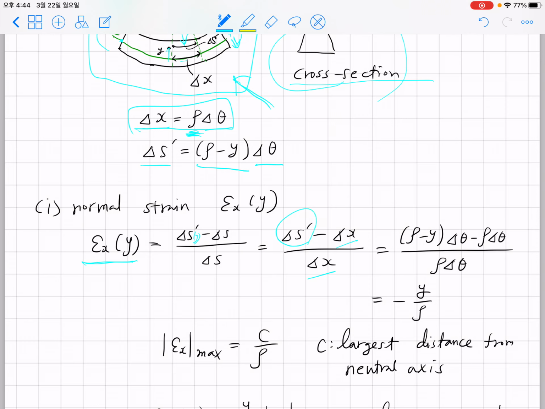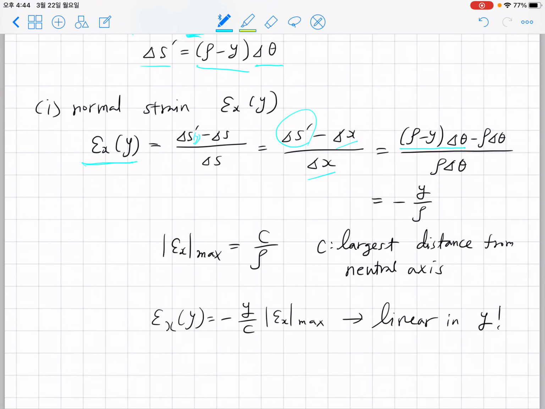And regarding delta s prime, which is the length after the bending deformation, you can write down rho minus y multiplied by delta theta. If we subtract delta x from delta s prime, then on the numerator we're gonna have minus y delta theta, and if we divide minus y delta theta by rho delta theta, we end up having minus y over rho.